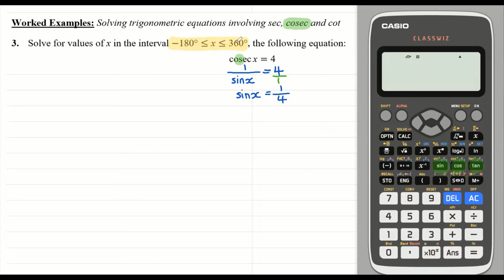So we don't have a particularly awkward equation to solve. We can simply go straight into the principal angle now. Okay, there's no adjustment needed to be made for the interval. So the principal angle, just do the inverse sine of 1/4.